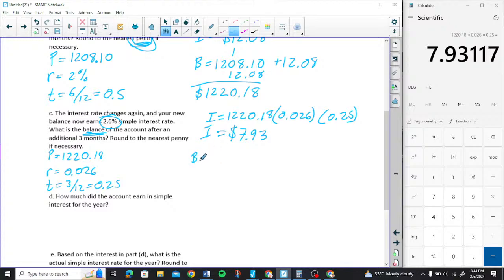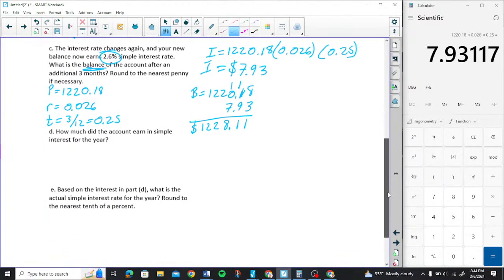So our balance is 1220.18 plus 7.93. 8 plus 3 is 11, carry the 1. 9 plus 1 is 10, plus 1 is 11, carry the 1. That's 8. Then it's $1,228.11 is our new balance.